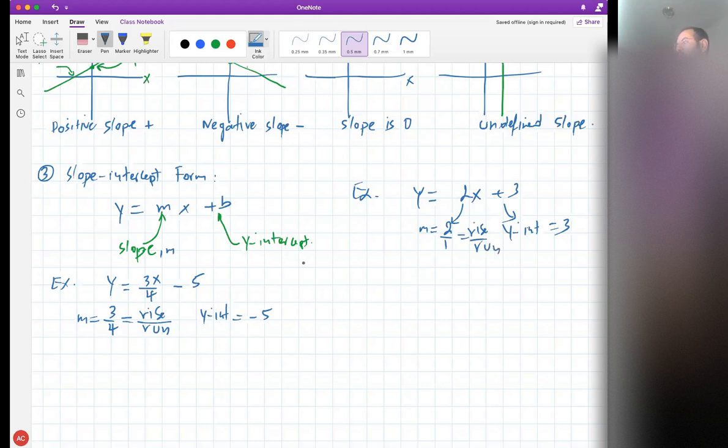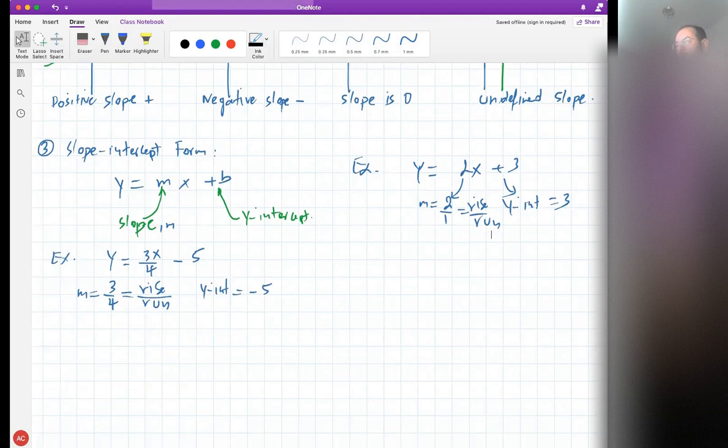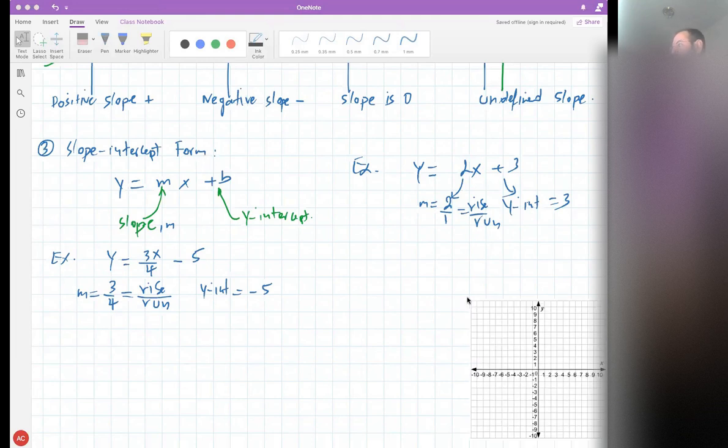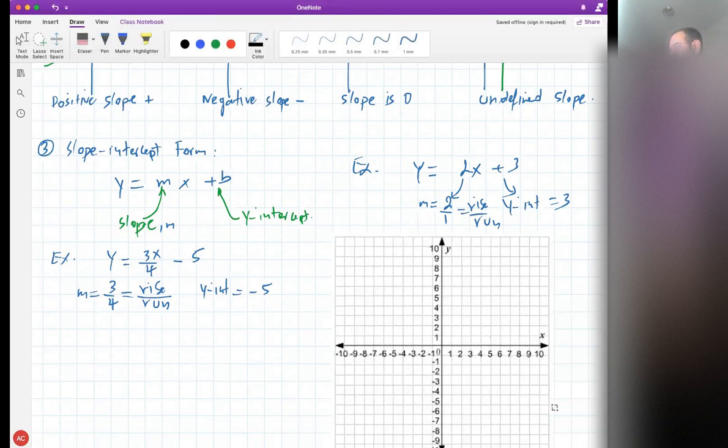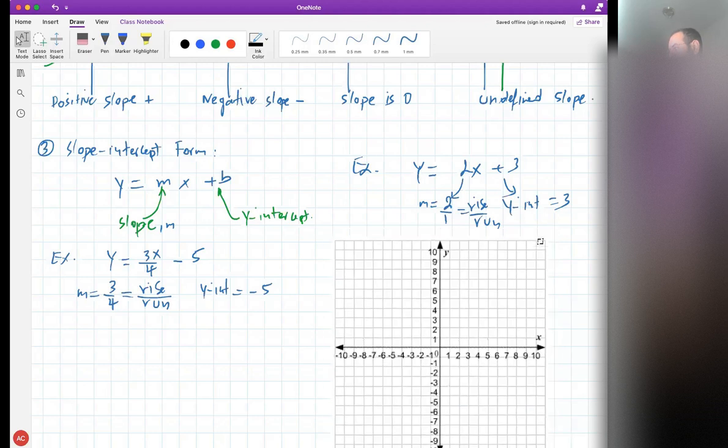So let's understand what exactly we mean by that. Let me write rise and run. For this, we're going to need a graph, so we can see clearly what's going on.